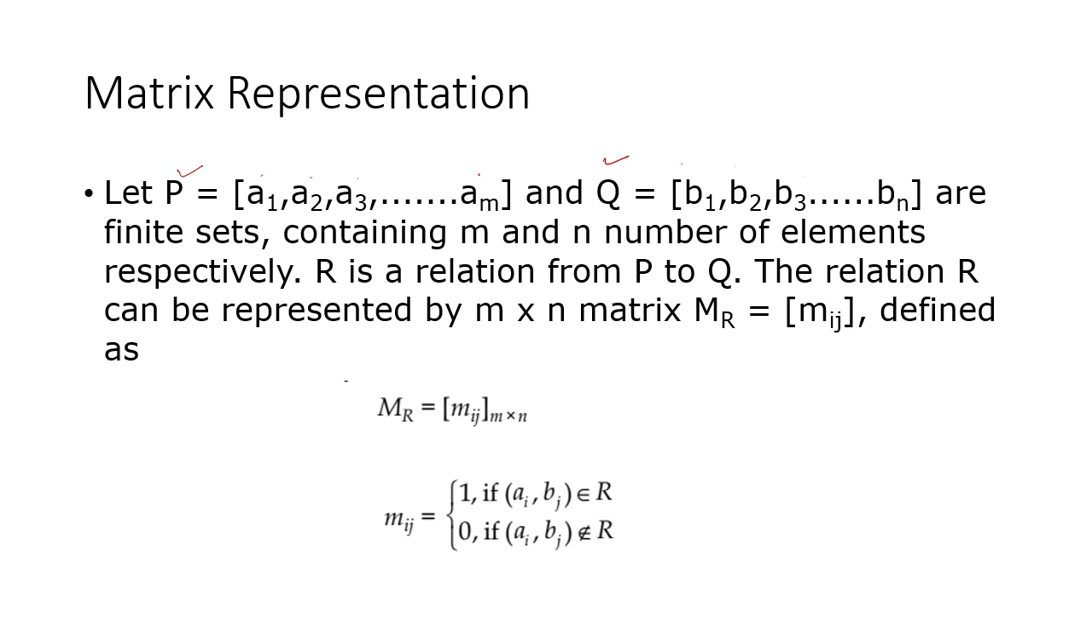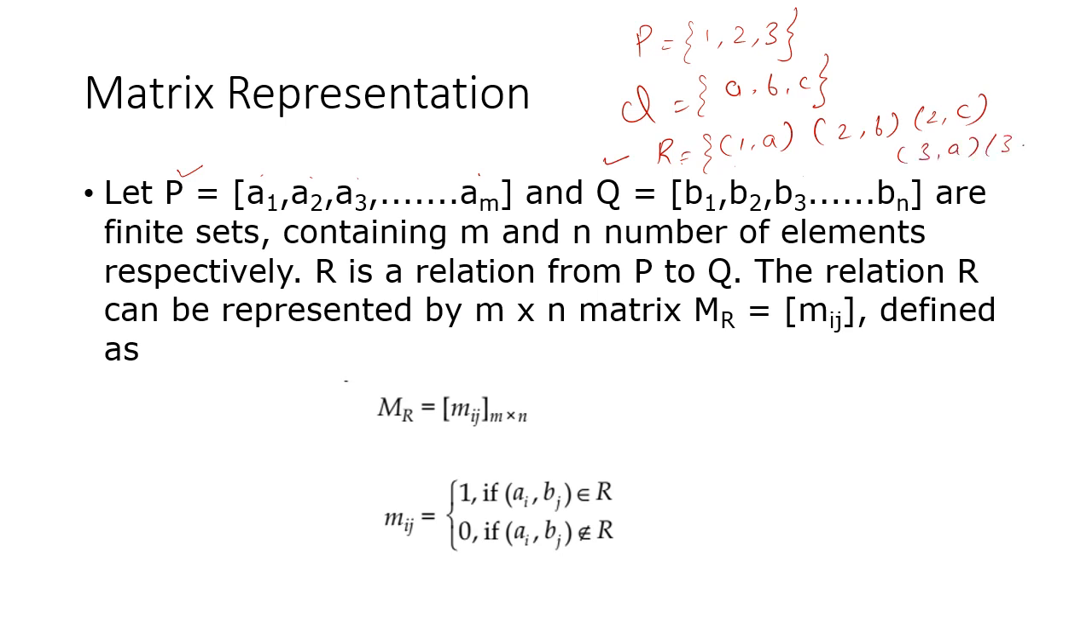Let me also explain this with the help of an example. Let us say the set P is given as 1, 2, 3 and the set Q is given as A, B, C. And let us say the relation R is defined as 1A, 2B, 2C, 3A, 3C. Let us say this is the relation that is given to us, containing m elements and n elements. So here, m is equal to 3 and n is equal to 3. So R is a relation from P to Q. Then the relation R can be represented by an m into n matrix. So in our case, it will be a 3 by 3 matrix.